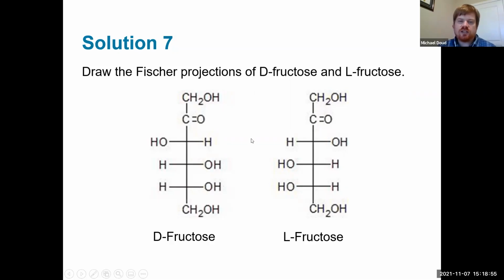L-fructose is the enantiomer of that. So you just take the mirror image. Again, just imagine drawing a mirror here between the two. The H on the right on this one becomes the H on the left on this one. OH on the right becomes OH on the left. OH on the right becomes OH on the left. And this is L-fructose, the mirror image of D-fructose.